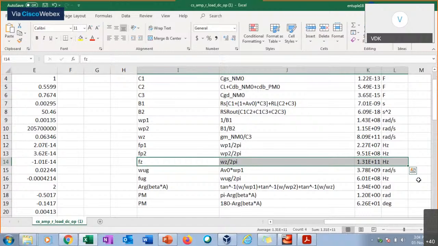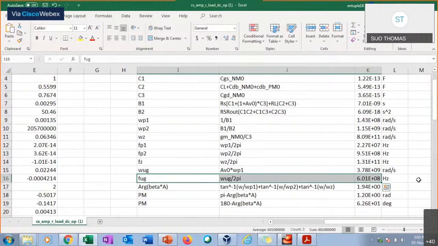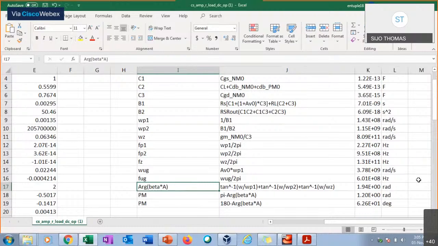in which case the overall transfer function looks like a single pole transfer function predominantly. And that is exactly where I can compute omega UG or FUG, the voltage gain bandwidth product, as equal to the voltage gain multiplied by the 3 dB bandwidth, which is omega P1 or FP1. So I get FUG as about 600 megahertz.